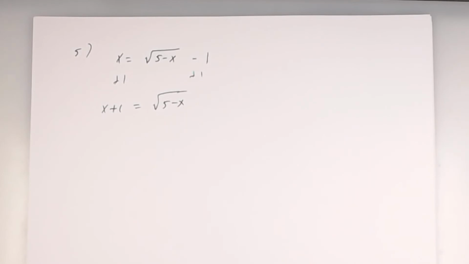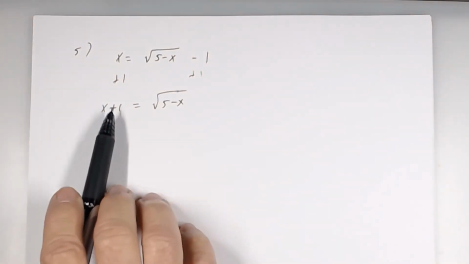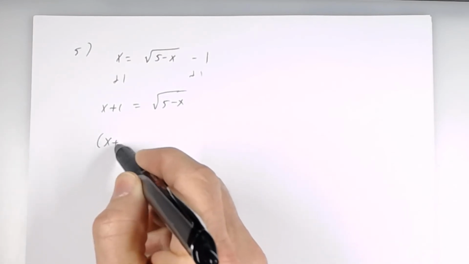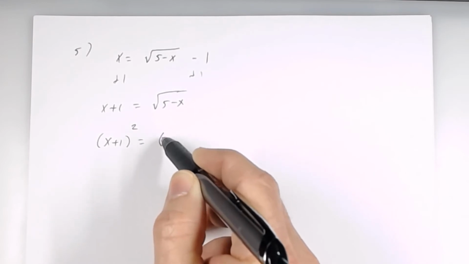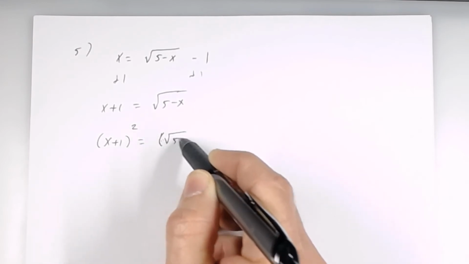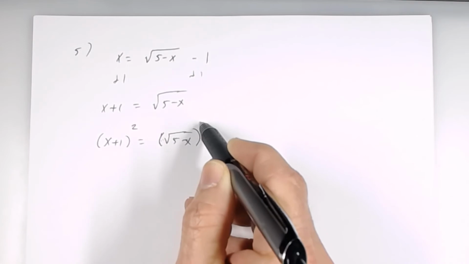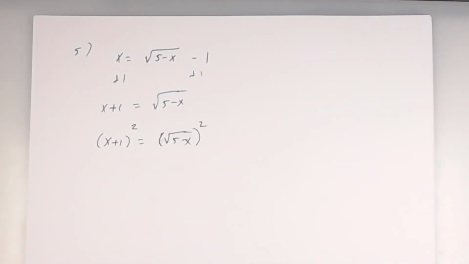Square both sides. Okay. So I'm going to put, since this is a binomial right here, I'm going to put that in parentheses. So I'm going to say parentheses, x plus 1, all raised to what power? Second. Equal the square root of 5 minus x, all raised to what power? Second. So next up is to square both sides. The right side is easy. What expression is left on the right side? 5 minus x. The square and the square root undo each other. So that's 5 minus x.